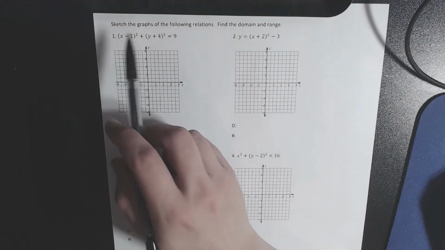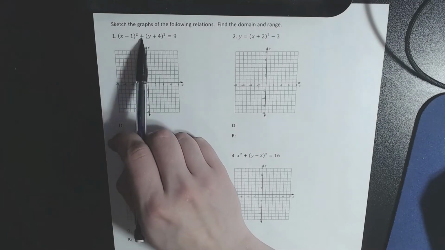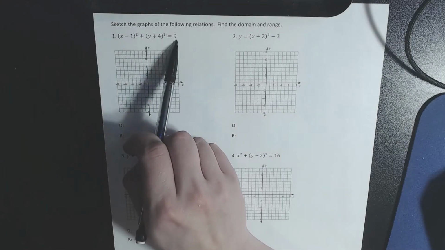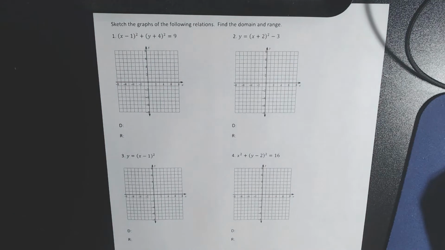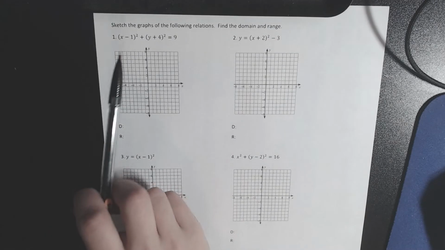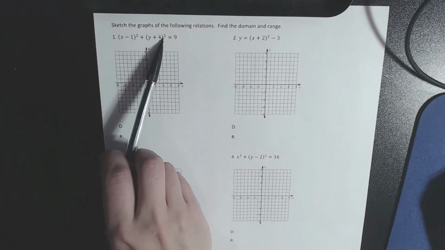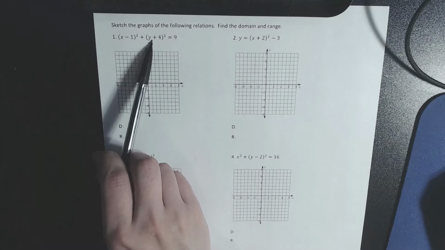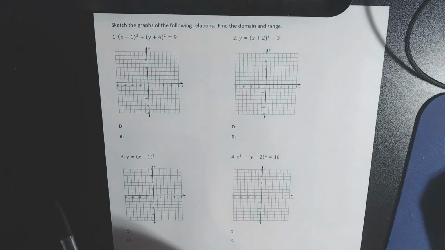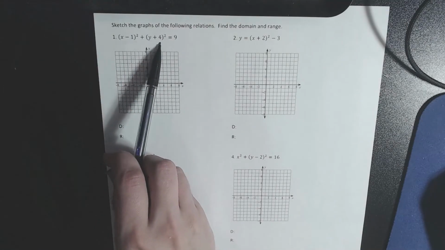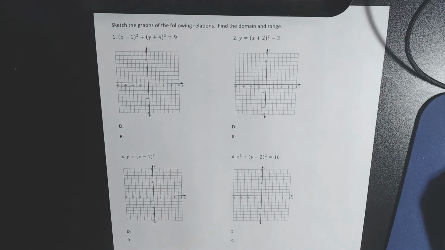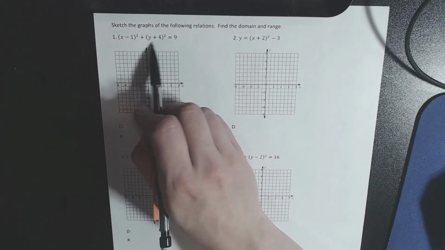Okay, so we have (x - 1)^2 + (y + 4)^2 = 9. Okay, what type of graph is this? Is it a circle or is it a parabola? Well, look at where your squares are. Is the y getting hit with a square as well as the x? Yes, both x and y are squared. So this is going to give us a circle.